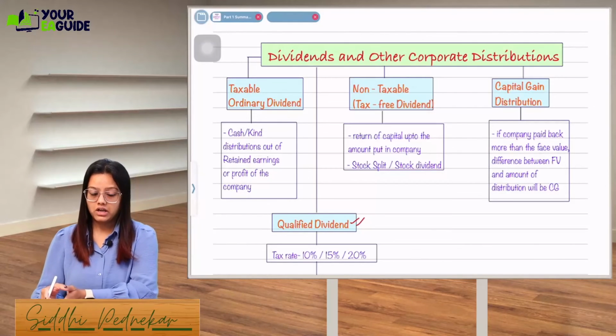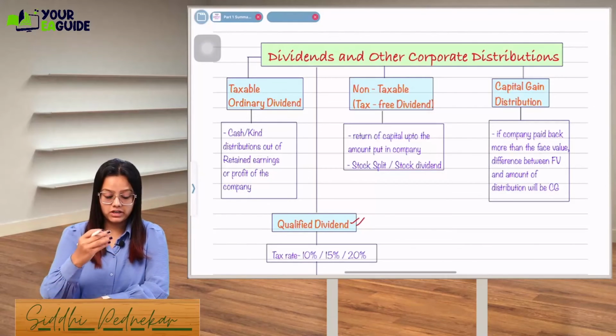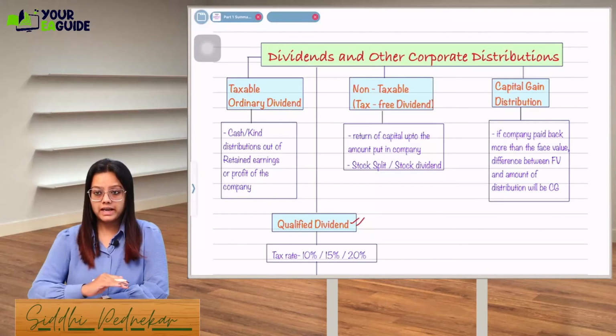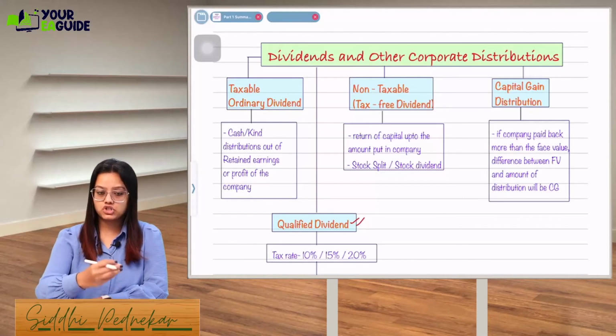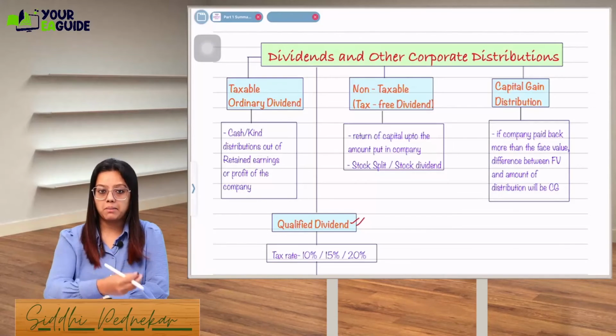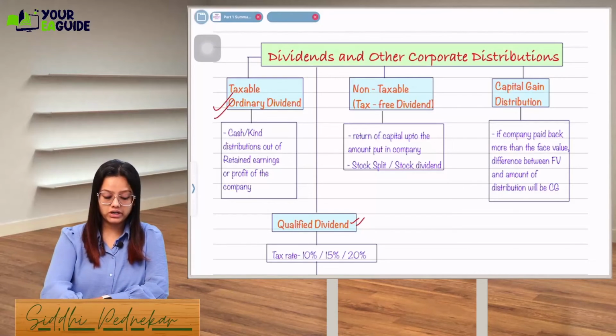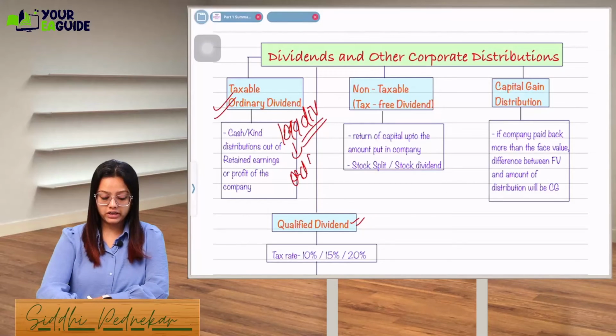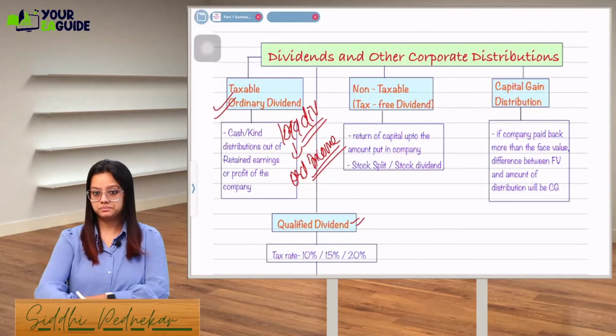the dividend. When will it be taxable? When you receive a cash or kind distribution out of the retained earnings. This is the normal dividend. In layman's language, when you receive a distribution from the retained earnings. Retained earnings means the profit of the company. When you receive a distribution, that is your ordinary income. For this, you will be receiving 1099-DIV from the company. You will be including it as ordinary income in your tax return.